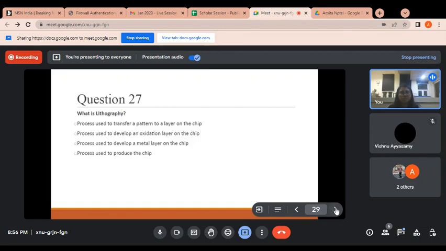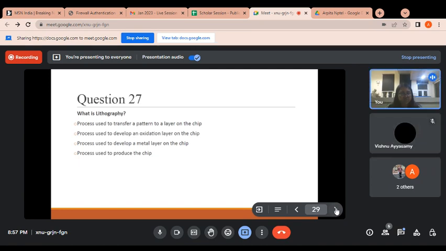Next we are moving towards question number 27. What is lithography? The first option is a process used to transfer a pattern to a layer on the chip. The second is a process used to develop an oxidation layer on the chip. The third is a process used to develop a metal layer on the chip. The fourth is a process used to produce the chip. What is the right answer? What is lithography? Vishnu? At least try. Option A, ma'am. Yes.